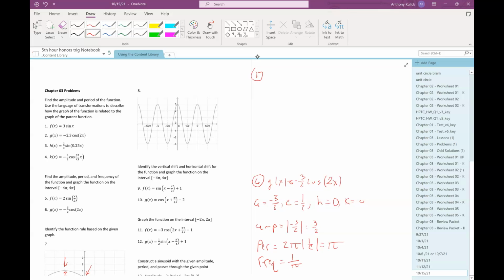So first thing I would do is find the values for A, C, H, and K. This one, it's really easy. You can just read them right from the equation, right? So A is 3, C is 1, H is 0, K is 0. So our amplitude is 3, the absolute value of A. And our period is 2 pi, so 2 pi times the absolute value of C. You good with that? Okay.